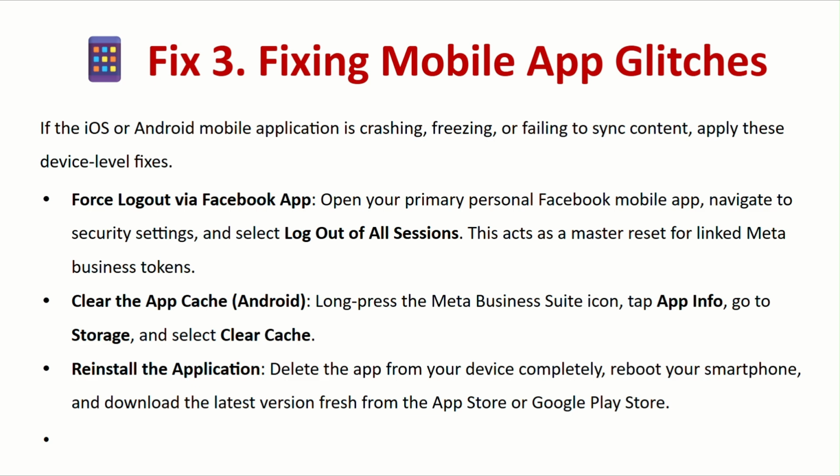Clear the app cache on Android. Long press the Meta Business Suite icon, then tap on App Info, go to Storage, and from there select Clear Cache. Next, reinstall the application. Delete the app from your device completely, reboot your smartphone, and then download the latest from the App Store or Google Play Store.